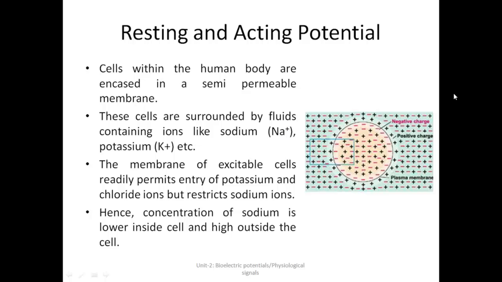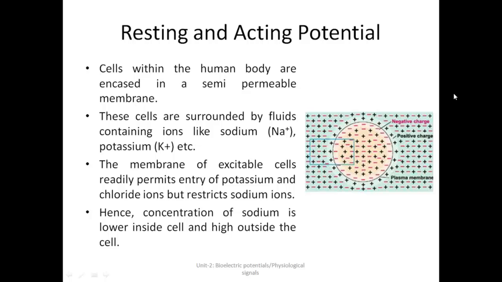Potassium ions, however, have less mobility as compared to sodium. If you see the figure on the screen, you can see that the concentration of sodium is low inside the cell and high outside the cell, right? This high concentration results in an accumulation of a positive charge at the outer circumference of the semi-permeable membrane and a negative charge at the inner circumference of the membrane.